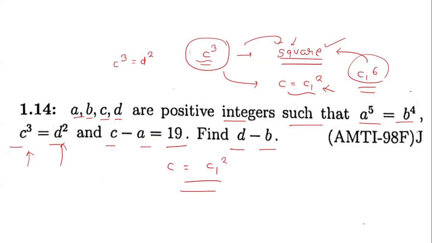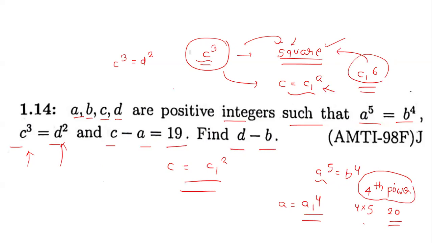And now you see a power 5 is equal to b power 4. So a power 5 is something of fourth power type. How can it be possible? It can be possible if a itself is some fourth power. If you do 4 into 5, which is 20, then it fulfills the condition of being a fourth power. So a must be some a1 raised to power 4 type.